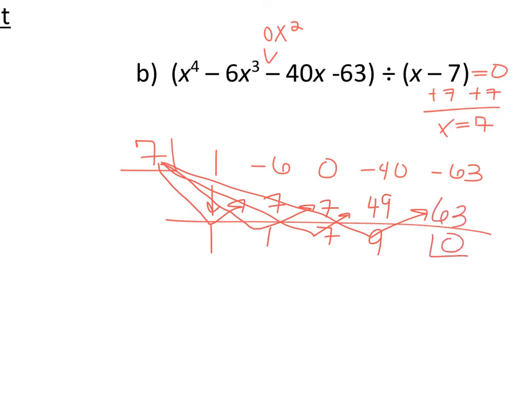So now I'm going to take down by a power of 1. So this started with x to the 4th, so I get x to the 3rd, x squared, x, and a number. So my answer is x to the 3rd plus x squared plus 7x plus 9. And that's my quotient.